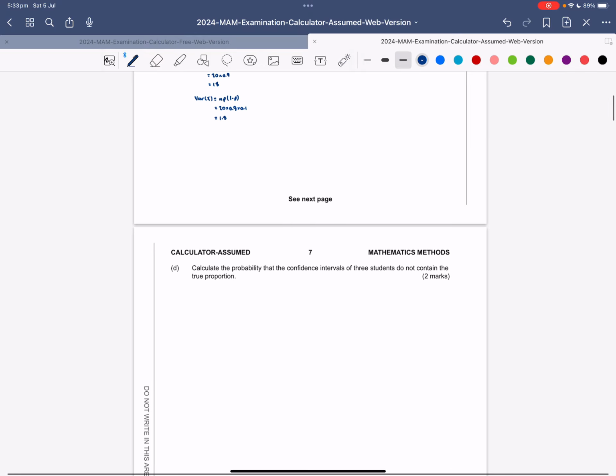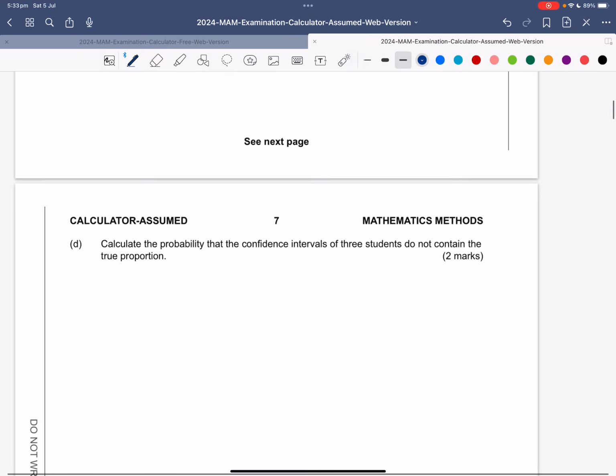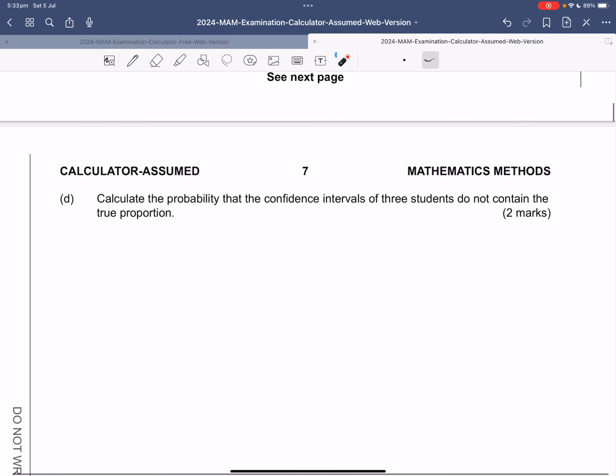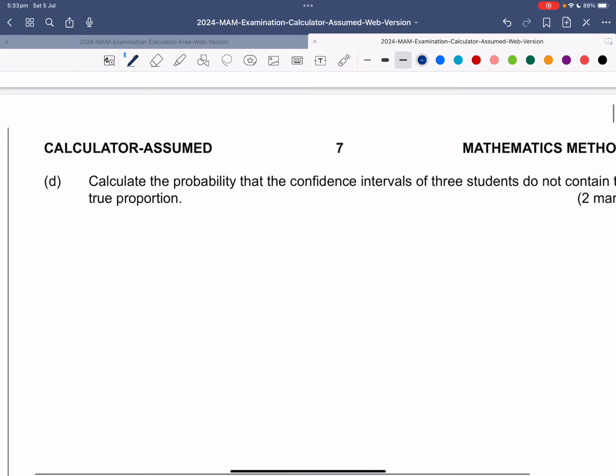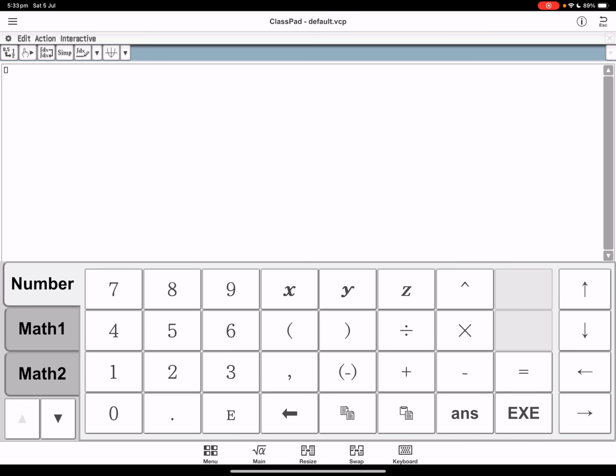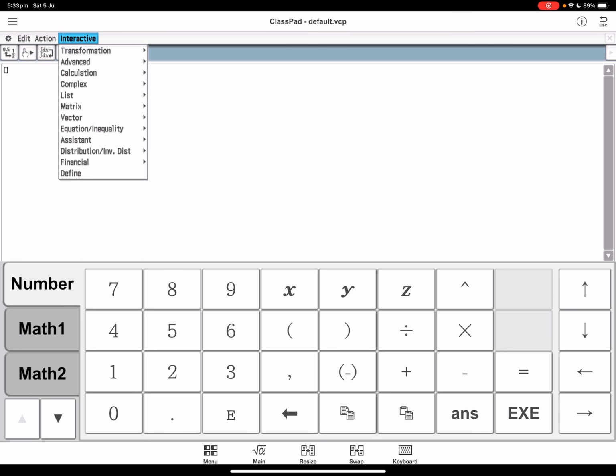Part D. What's the probability that the confidence intervals of 3 students do not contain the true proportion? Alrighty, 3 students do not contain the true proportion. So if 3 students don't contain the true proportion, that means 17 students do. So effectively, we simply want the probability that x is 17. So this goes straight into our class pad. We know it's a binomial distribution. It's clearly a binomial distribution for the number of samples that contain the true proportion.